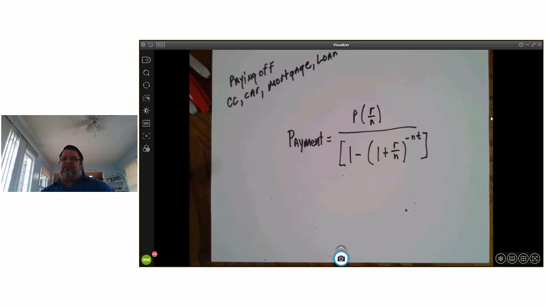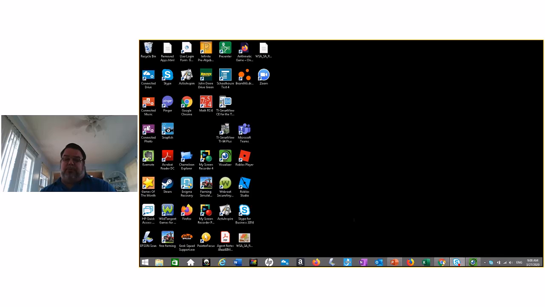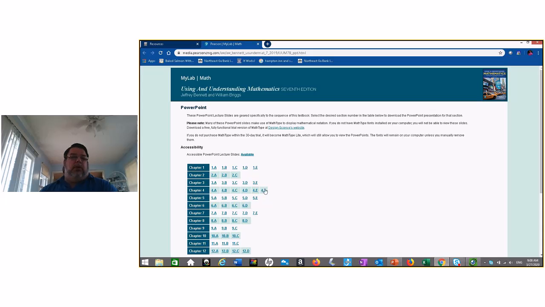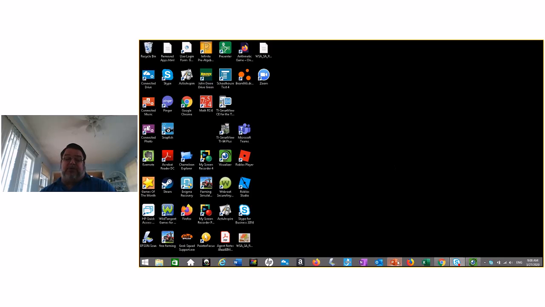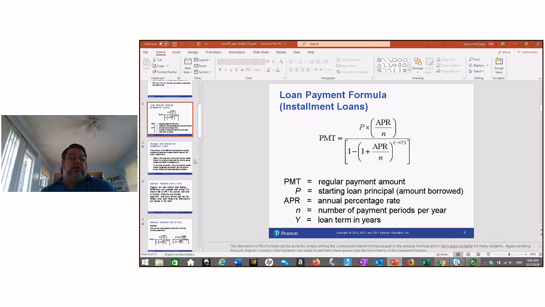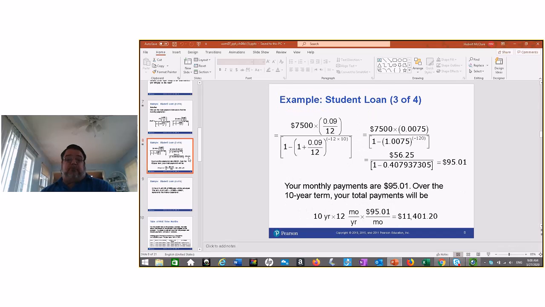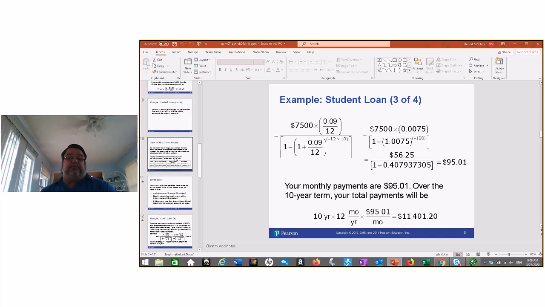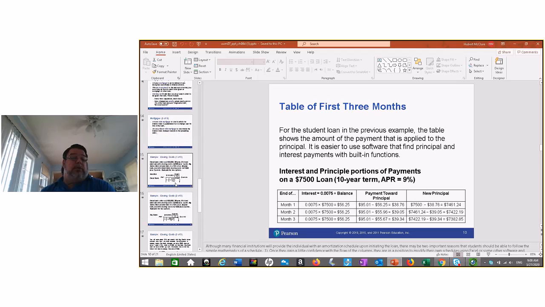And I'm going to minimize this right quick and pull up that. I want to see if the PowerPoint has this problem on there or not, but I want to see if they got a difference between the 15-year and 30-year. Can't remember.